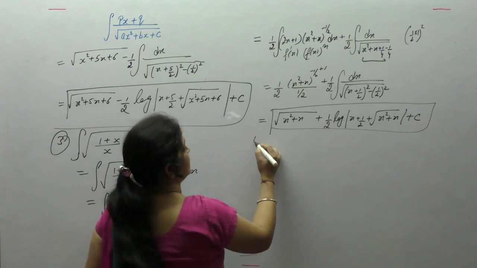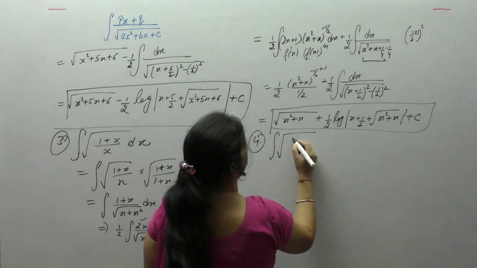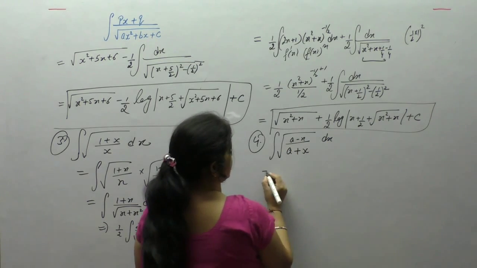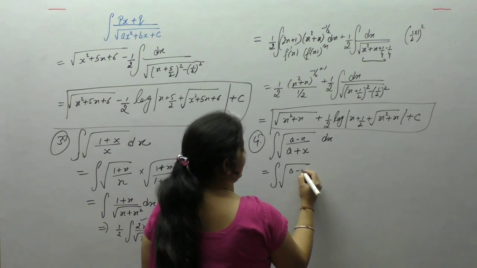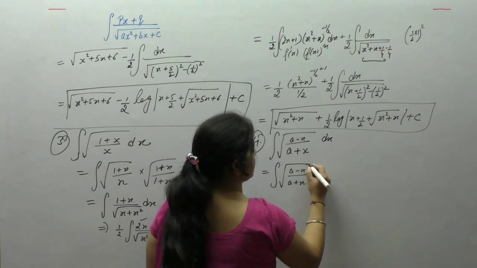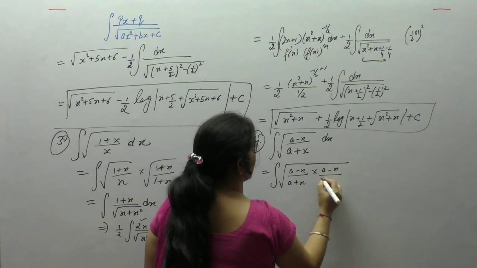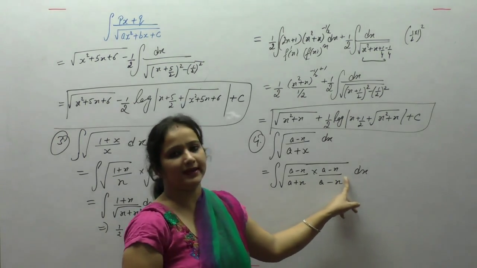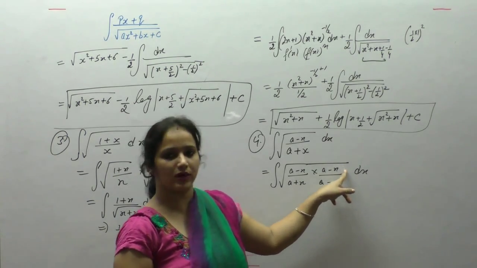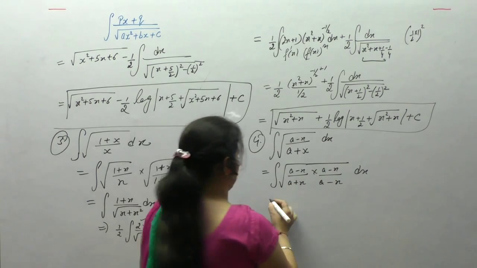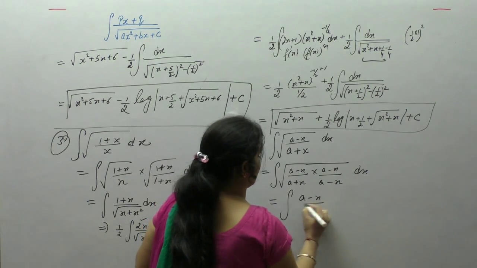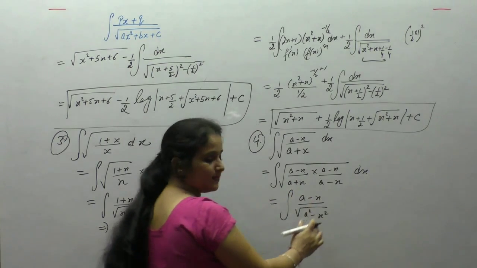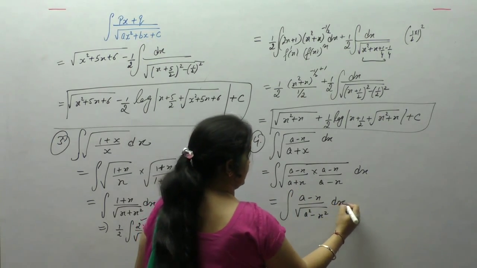Next is the integral of square root of (a minus x) upon (a plus x). First rationalize it. A minus x upon a plus x, multiply by a minus x upon a minus x. A minus x into a minus x is (a minus x) whole square. Square and square root will be cancelled. A minus x upon square root of (a plus x)(a minus x), which is a square minus x square.